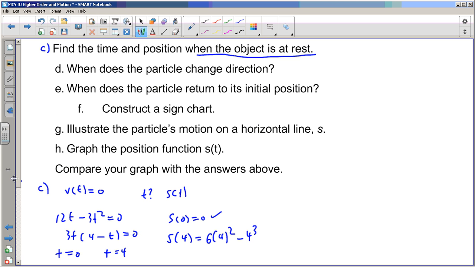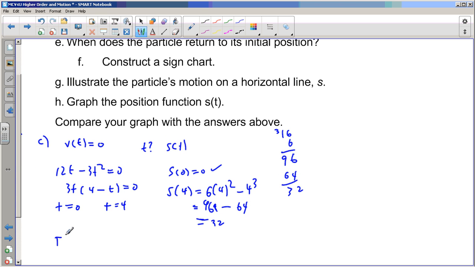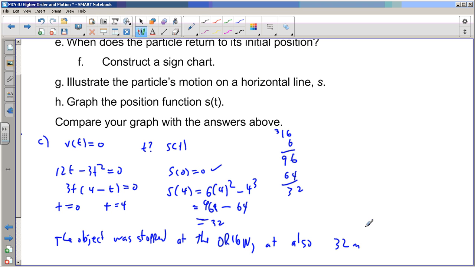And I don't have my calculator. Darn, I'm going to actually have to calculate this. That's 16 times 6 is 96. I should have had a calculator. 96 minus 64, rough work, right? Is 32. So that means the object was stopped at the origin and also 32 meters to the right, right?